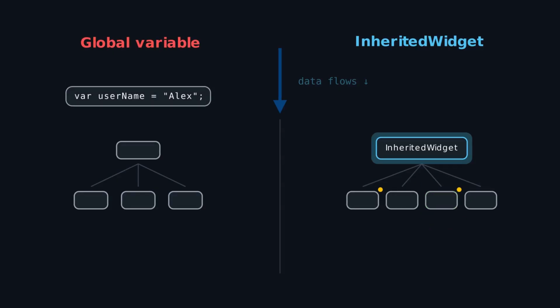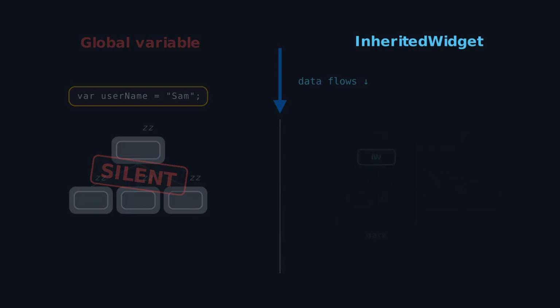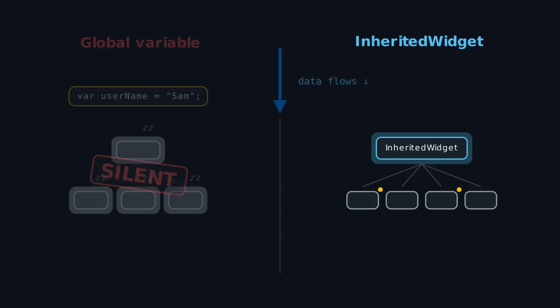So why not just use a global variable? Great question. Because a global is silent. Change it and no widget rebuilds. Your UI goes stale. And globals can't be scoped. You couldn't have a dark theme in one subtree and a light theme in another. InheritedWidget solves all of it. Data still flows down, it can be scoped to any subtree, and when it changes, exactly the right widgets rebuild, not one more. Time to meet the class itself.